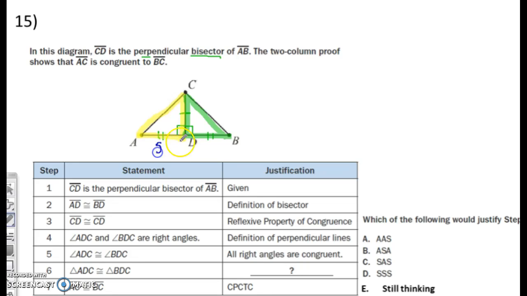We had a side, then we had an angle, and then we had a side in the yellow triangle. And then same thing for the green triangle. We had a side, then an angle, then a side. So these two triangles are congruent based off the side, angle, side congruence postulate. And that's all there is to that one.